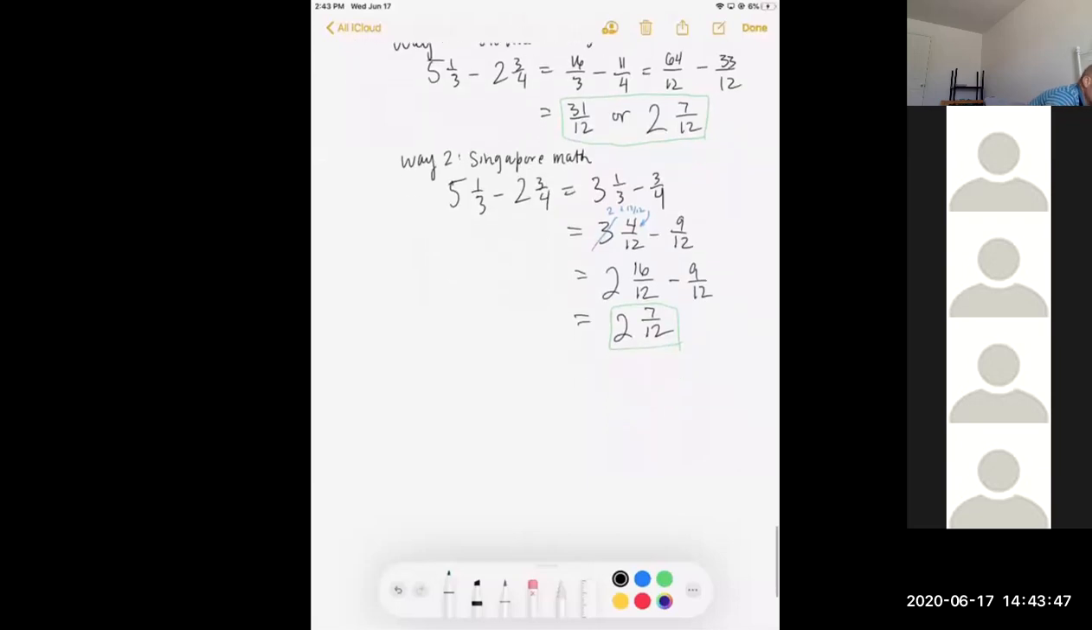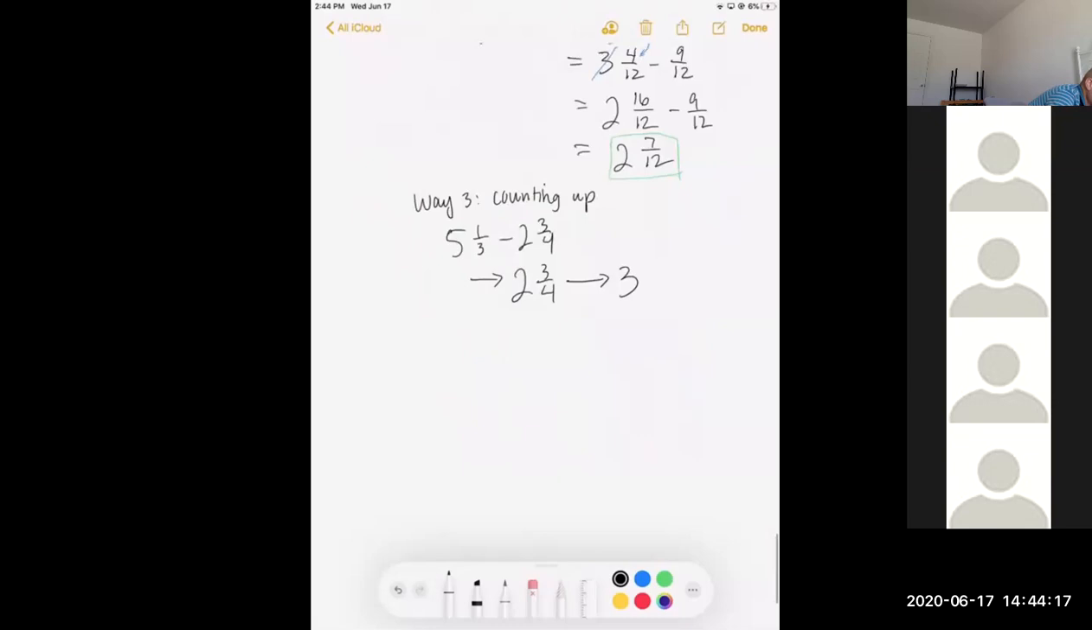Now, way number 3 is also a fun way. It's called the counting up way. So if we want to do 5 1/3 subtract 2 3/4, we start at 2 3/4 and we count up to 5 1/3. I'm going to add something to 2 3/4 to get to a nice number. Let's add something to get to 3. When we add something to get to 3, that would be 1/4.